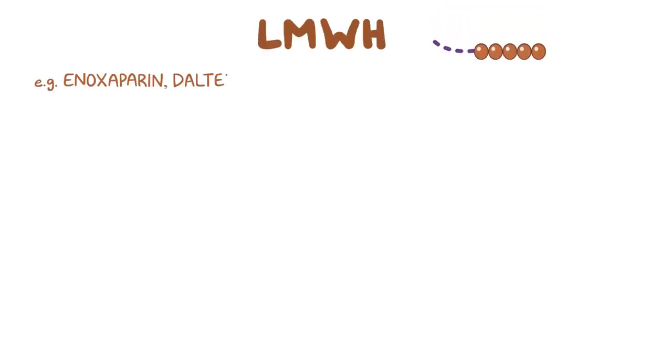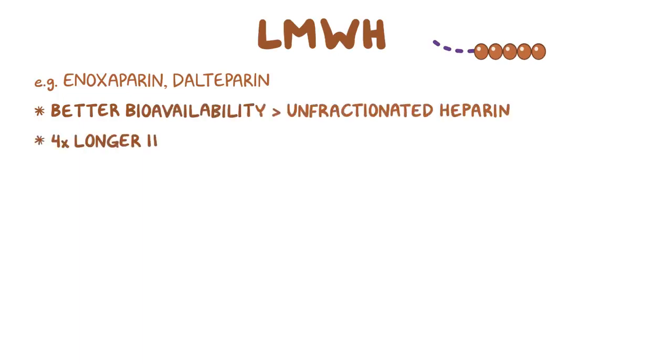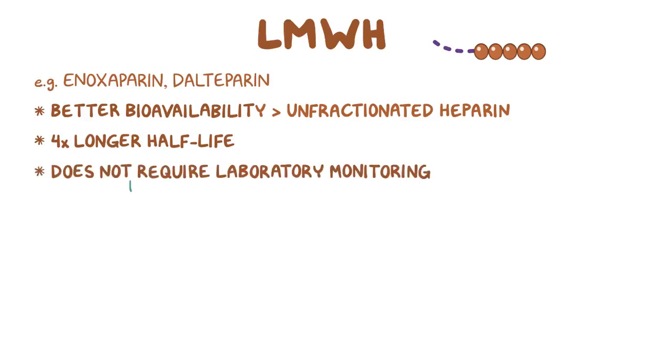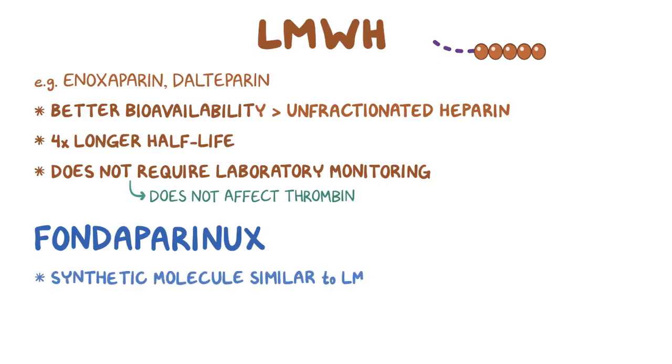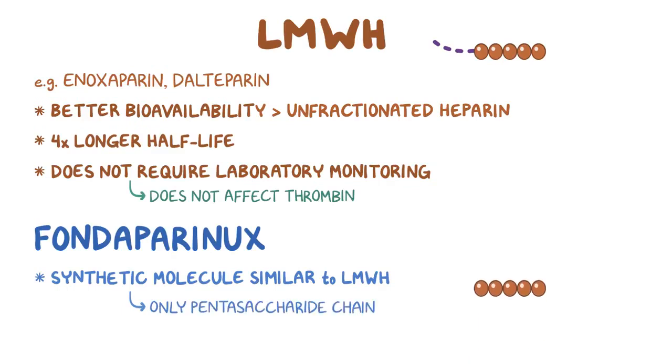Compared to unfractionated heparin, low molecular weight heparin like enoxaparin and dalteparin have better bioavailability and a 2 to 4 times longer half-life. Additionally, low molecular weight heparin does not require laboratory monitoring because it does not affect thrombin. Another medication that shares these features is fondaparinux, which is a synthetic molecule similar to low molecular weight heparin, but only contains the pentasaccharide chain.